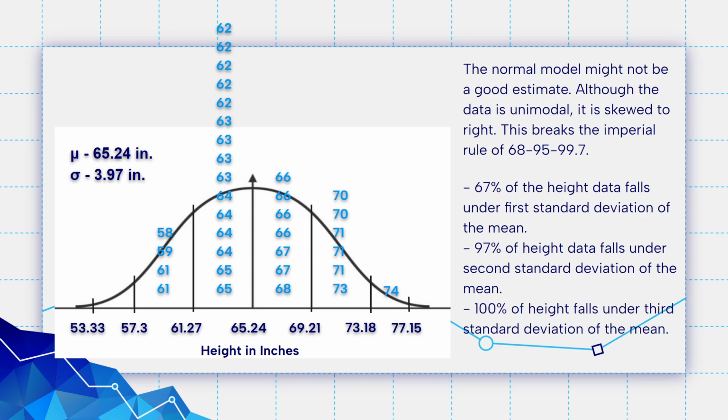Because 67% of the height data falls within the first standard deviation of the mean, 97% of the data falls within the second standard deviation of the mean, and 100% of the heights fall within the third standard deviation of the mean.